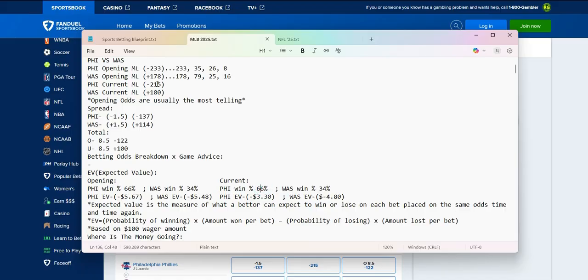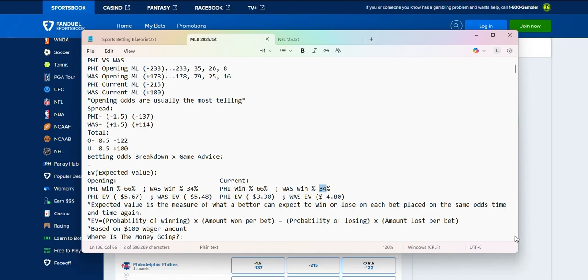66% based off this minus 215, plus 180. That gives the Phillies a 66% win percentage and 34% win percentage for Washington. That also gives the Phillies an expected value of minus $3.30. And the expected value for Washington has become minus $4.80.